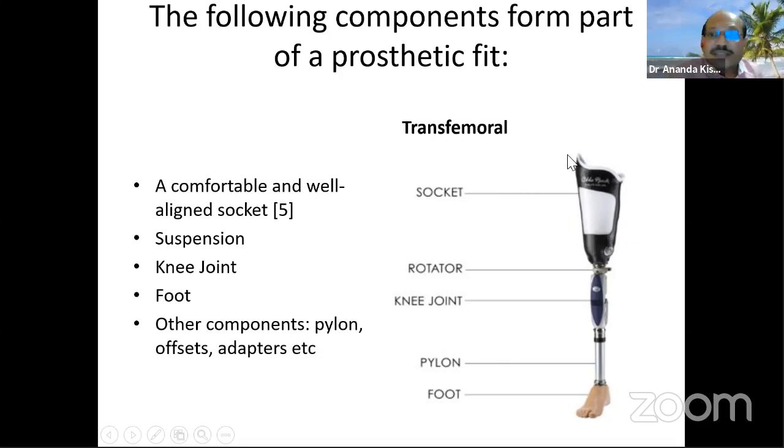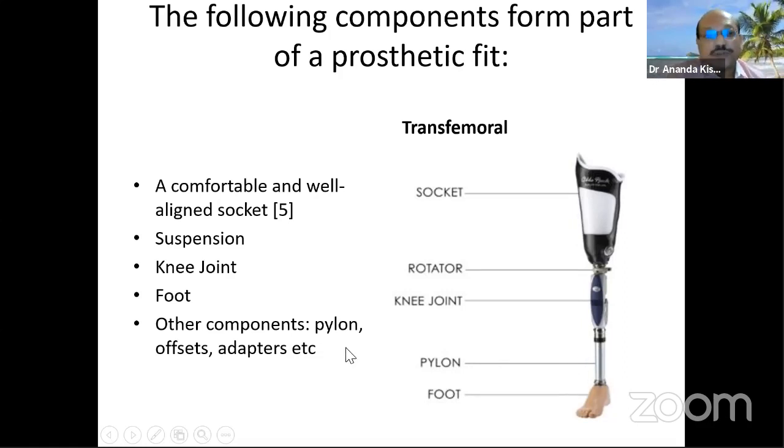This is one. Next is the suspension system. Suspension system should be added with this. Now, then there is a rotator. Rotator is the area where the shock absorption is done. Now the knee joint should be there. Then there's the pylon. Pylon is basically the central stem of the prosthesis, and the foot.